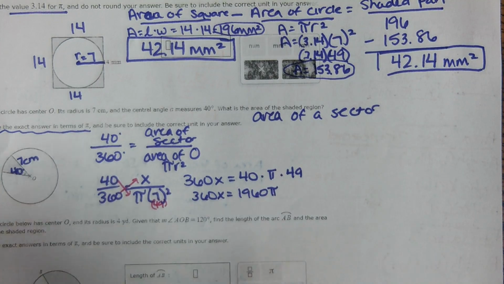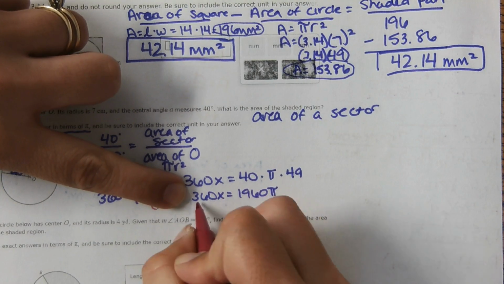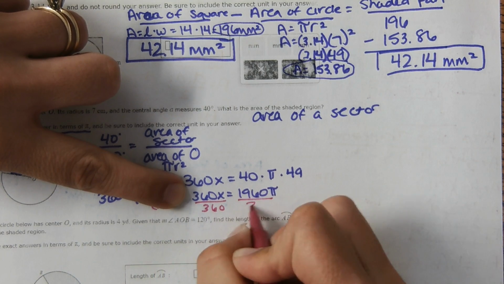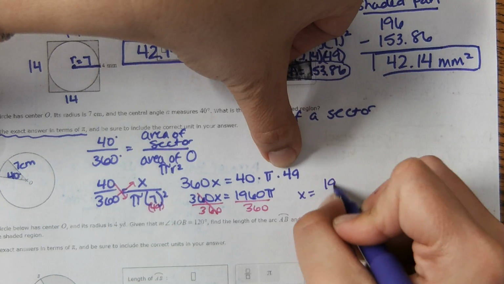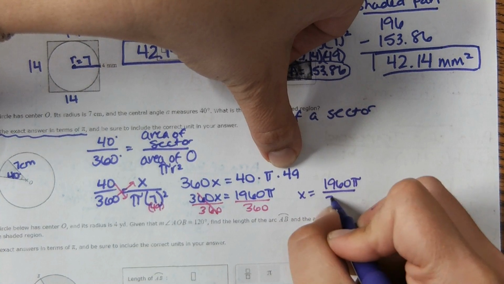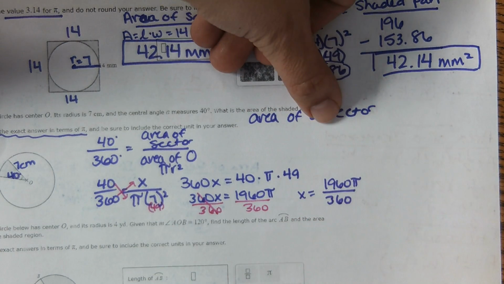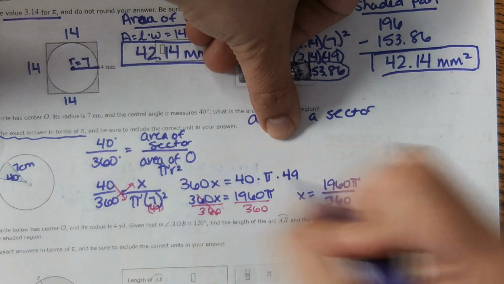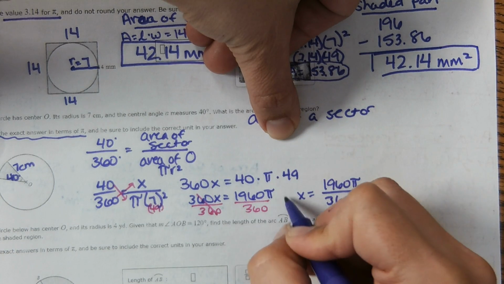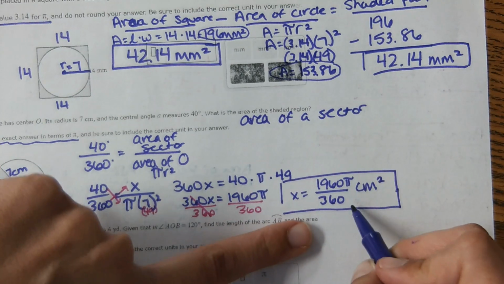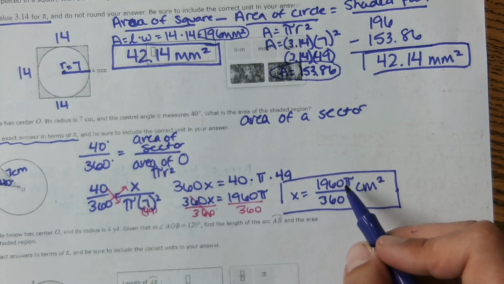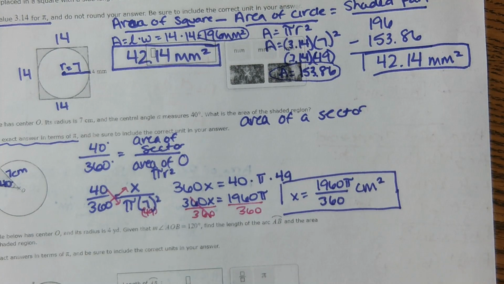And then I can continue solving for x. So I'm trying to get x by itself, so I divide both sides by 360. And I get x equals 1960 pi over 360. And then the unit, because it's area, is centimeters squared. And this is the answer that I put in the box. I can simplify this, but ALEKS will accept it unsimplified. So just to eliminate errors, you can put it right in like that.